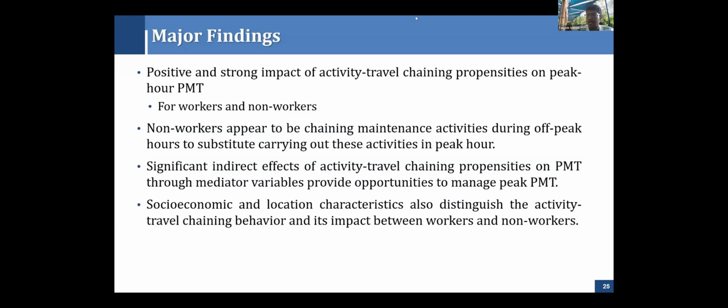We also find significant indirect effects of activity travel chaining propensities on PMT through the mediating variables, which provide opportunities to manage peak PMT. In particular, leveraging the positive association between NMT usage and subsistence and discretionary activity travel chains can help mitigate PMT during congested periods by improving walking and biking facilities near residences and major activity centers. And lastly, we also see that socioeconomic and location characteristics also distinguish the activity travel chaining behavior and its impact between workers and non-workers.